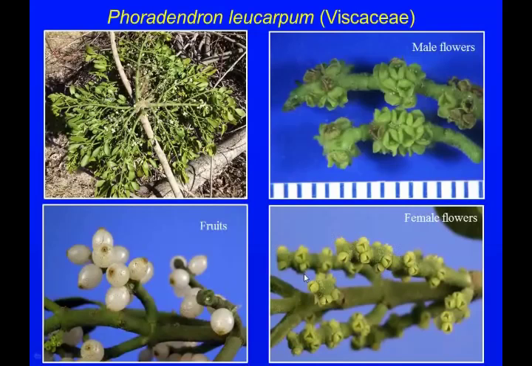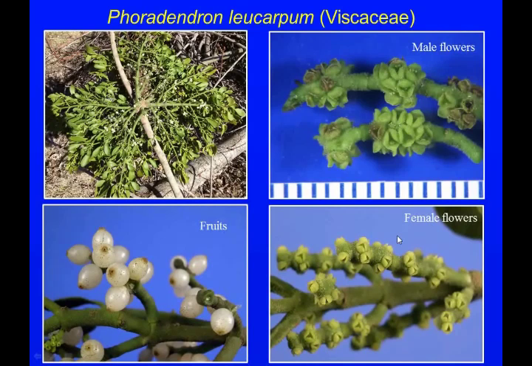So this is what the plant looks like. This is Phoradendron leucarpum. Here's the plant you're actually looking at. It's a piece off of this one. You can see here's the host branch and this very large clump, about this big around, growing there. The plants are dioecious, which means they have separate male and female plants.